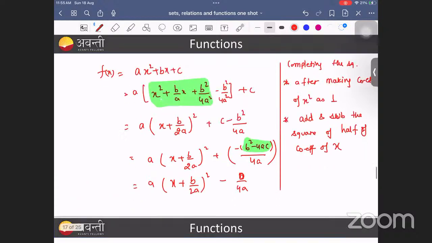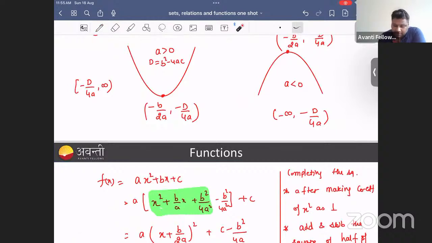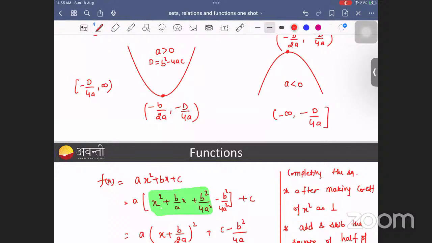Got it? Now, that is why I have written the range as minus D by 4a to infinity if a is positive, and minus infinity to minus D by 4a if a is negative. This is in a closed bracket here. Got it?